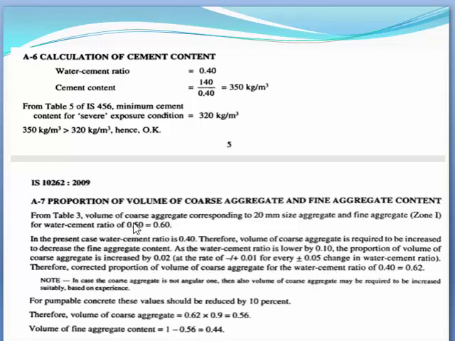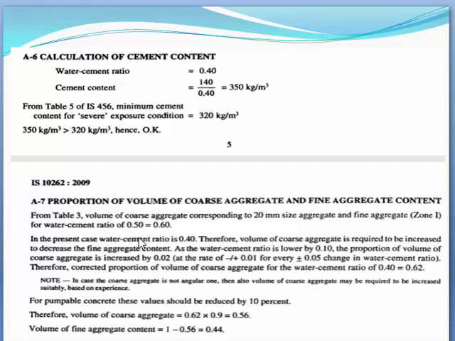In this question, 0.50 minus 0.40 is 0.10. So that means the increment will be twice. So the rate will be 0.02. That's why we have taken the 0.02 value. So ultimately, what is the conclusion from this? If the water cement ratio is higher than this value, then the volume of the coarse aggregate will be decreased.